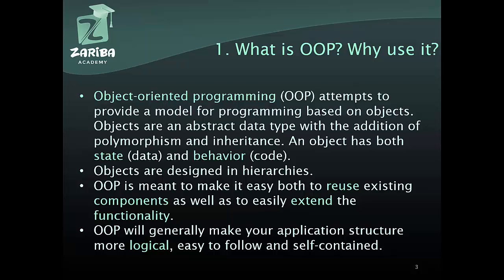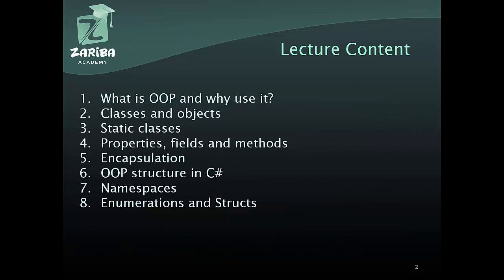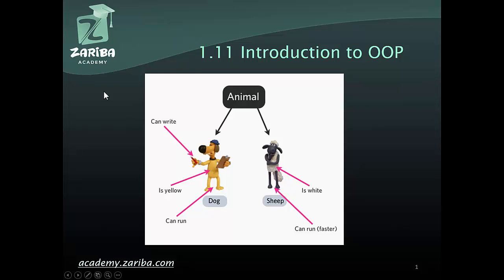Okay, objects are an abstract data type with the addition of polymorphism and inheritance. This sentence is a bit more complicated, and you'll be able to understand once we go to that point with the specific example. Basically, what this says, if I go back a couple of slides, means that I have a structure which is called animal here. It has some properties, probably something like name, age, weight, and all of these are in here.